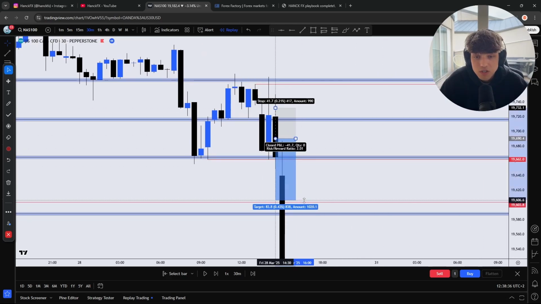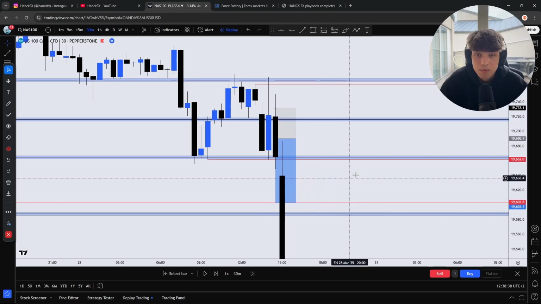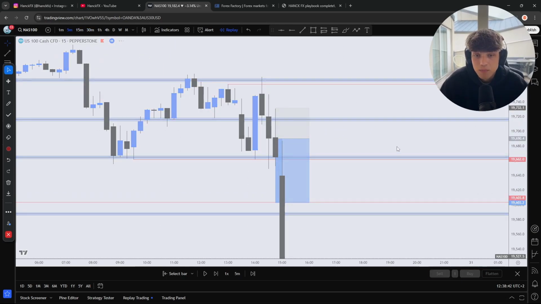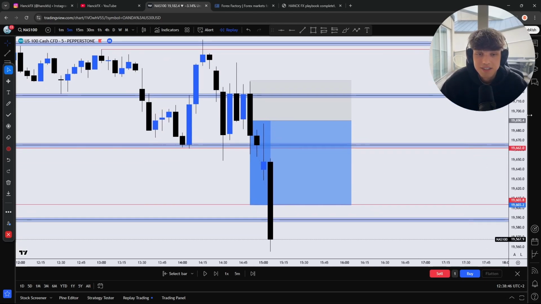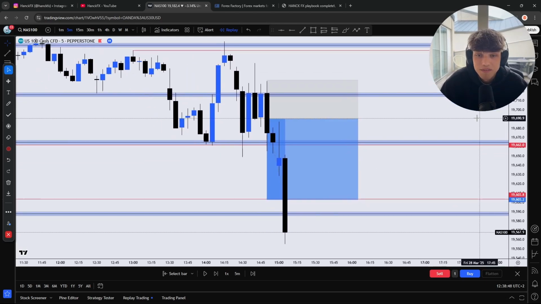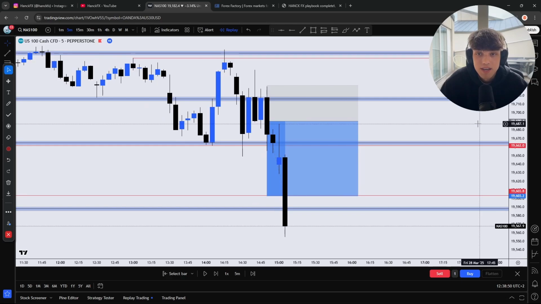Could I have held this trade to these lows? Yes, obviously. If there was no news, I probably would have done that as well. But news was happening. Price spiked down, spiked up, spiked down. I was like, forget this. I'm just gonna get out, take my profits, and move on with my day, right? But that's basically the trade.